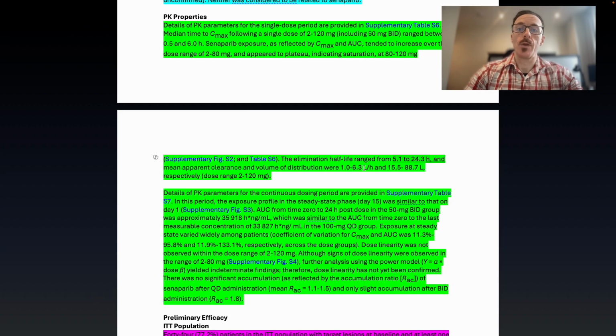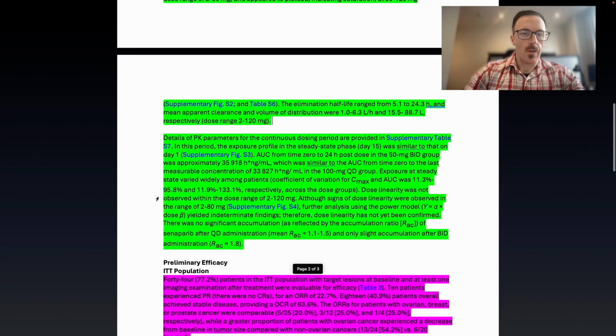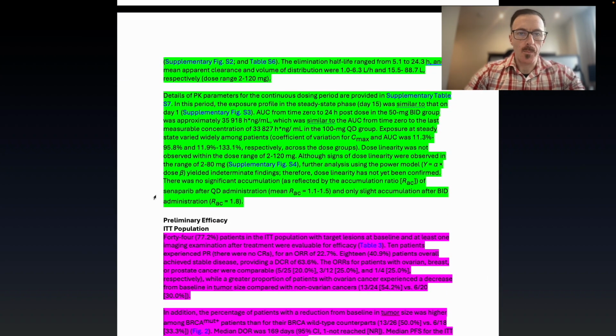So it's a key parameter when determining dosing intervals. A longer half-life means that the drug stays in the system longer, while a shorter half-life may necessitate more frequent dosing. So in the next paragraph here, it reports the drug levels in the patient's blood, they remain stable over time with similar exposure on day 15 to day 1, but there was a lot of variation between individuals. We can also see that the relationship between dose and drug levels wasn't clear, and that the drug did not significantly build up in the body with daily dosing.